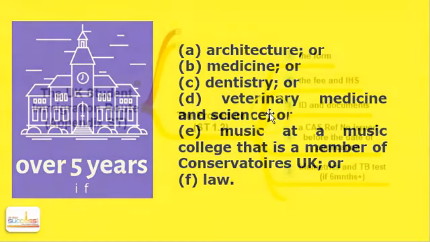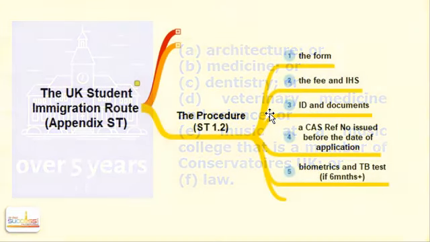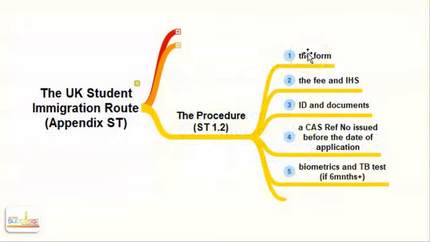Now let us talk about the procedure. The procedure is very simple. You'll need to complete the correct form. You need to pay the fee and the immigration health surcharge. You'll need to provide your passport and documents in certain circumstances.